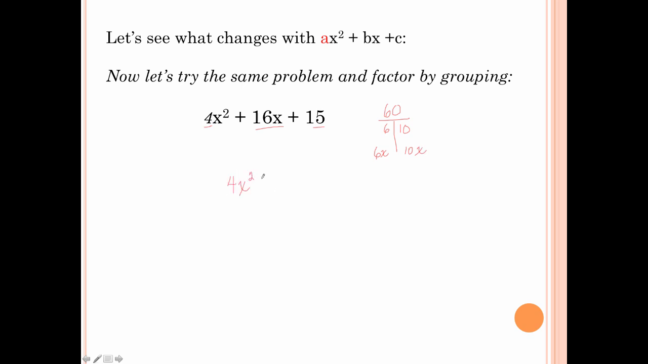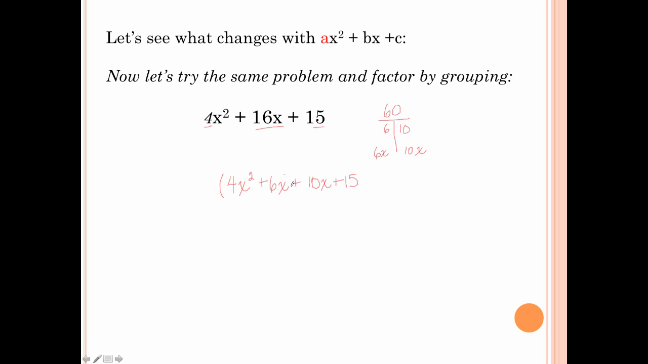4x squared plus, I'm going to use this one first because it has a common factor with 4, plus 6x plus 10x plus 15. So all I've done is split this middle term into 2 by finding that factor that would multiply to give me 60 and add to give me 16. And then I just factor by grouping like I've normally done.